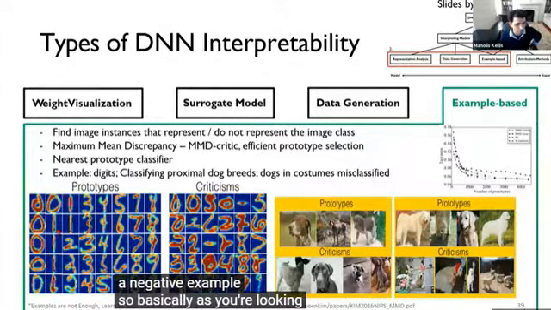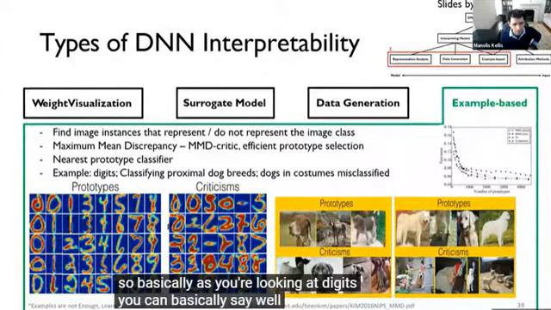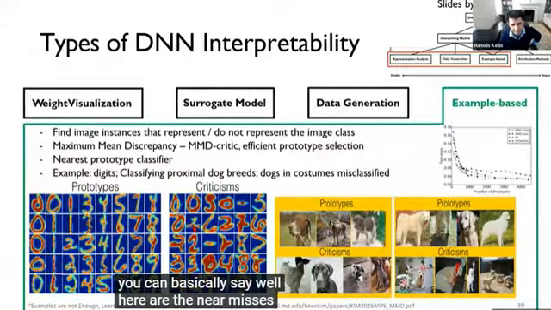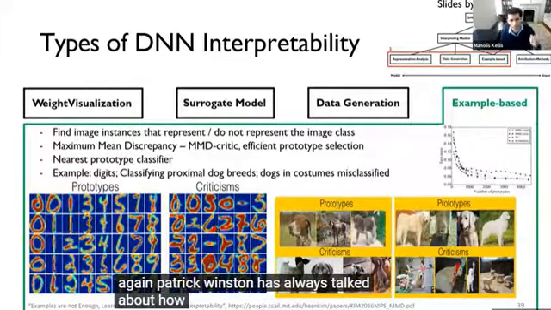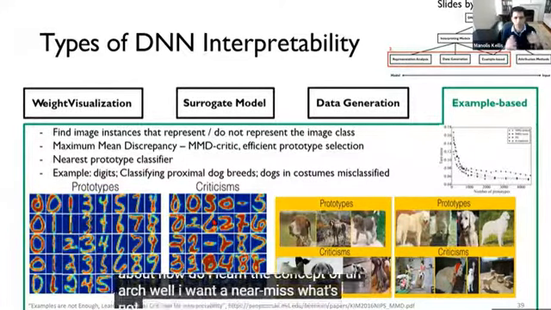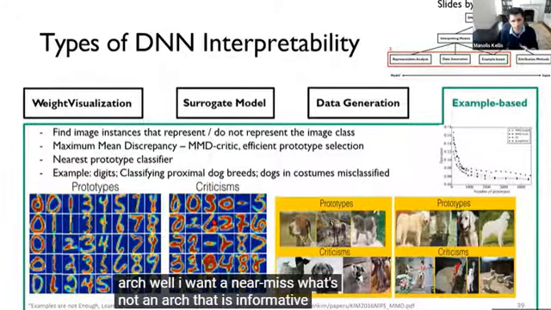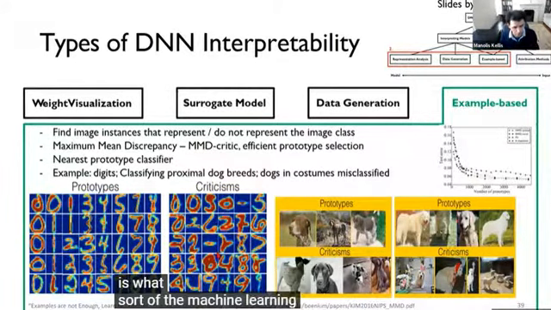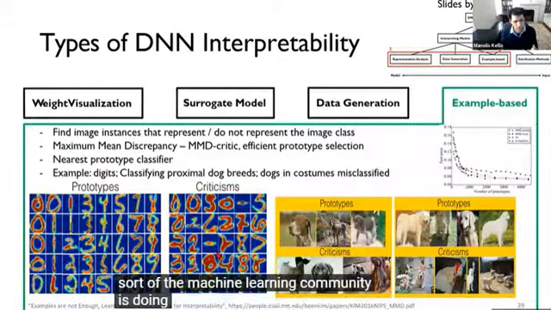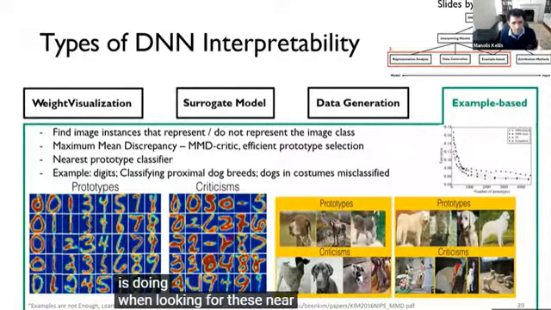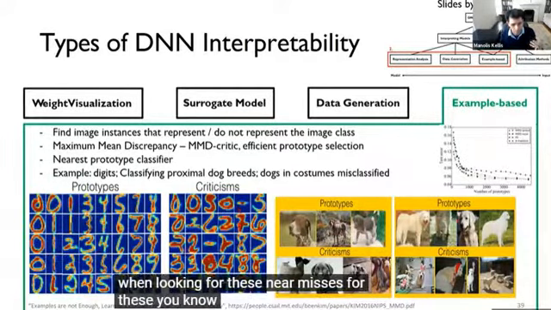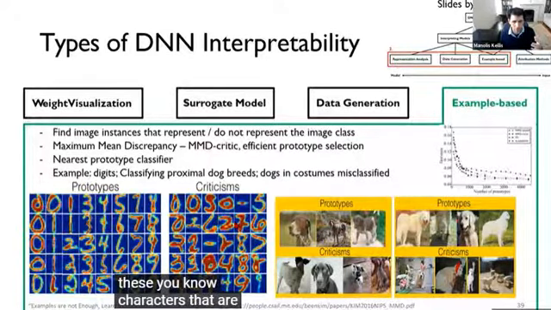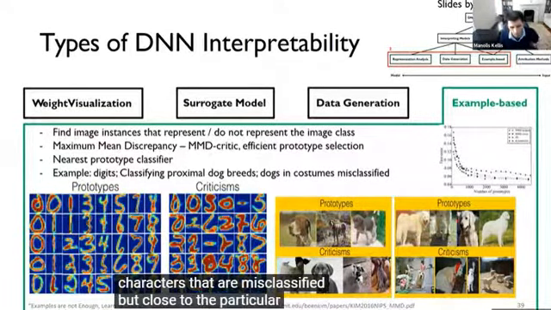So as you're looking at digits, you can say, well, here are the near misses. This is something that Patrick Winston has always talked about. How do I learn the concept of an arch? Well, I want a near miss, what's not an arch that is informative. And this is what the machine learning community is doing when looking for these near misses, characters that are misclassified but close to the particular input.